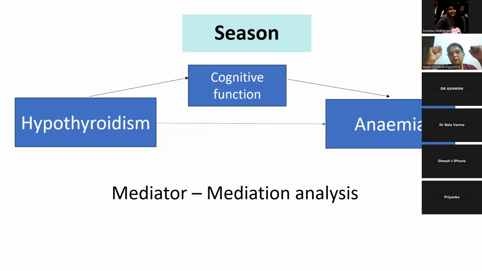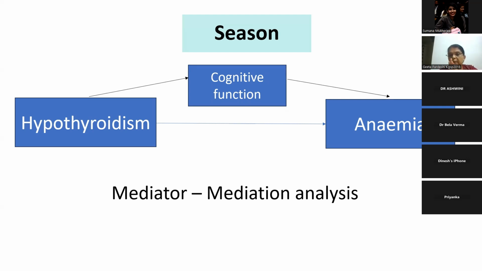Mediator, ma'am. Yes. So, cognitive function appears to be somewhere in the causative pathway, so it is a mediator. There is a special kind of analysis known as mediation analysis, which helps you to see how much of this linkage is through cognitive function. So you see the association between hypothyroidism and anemia, and between hypothyroidism, cognitive function, and anemia.